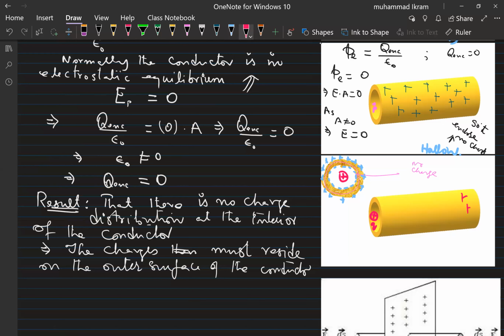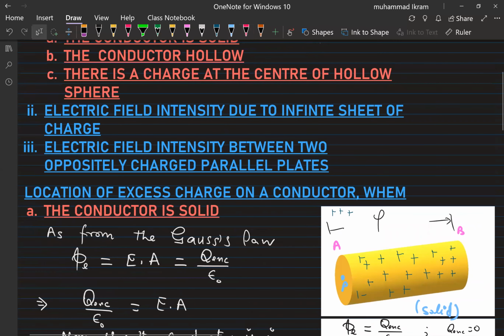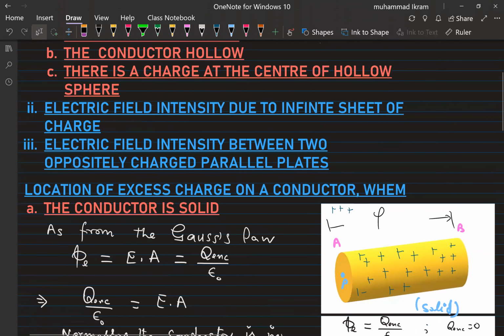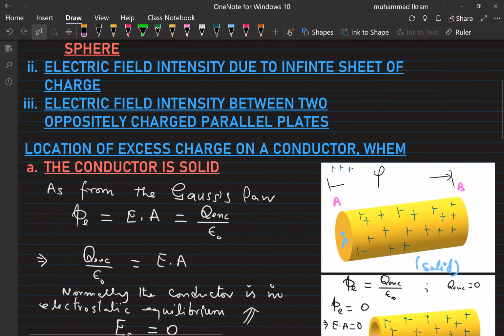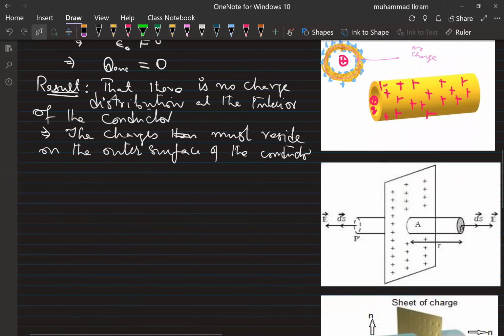The excess charges always lie where? At the outer surface of the conductor. There is no charge distribution inside the conductor. So this is the first case. All the three cases I discussed: the conductor is solid, when the conductor is hollow, and when there is a charge at the center of the hollow sphere. Now let us see the electric field intensity due to an infinite sheet of charge.